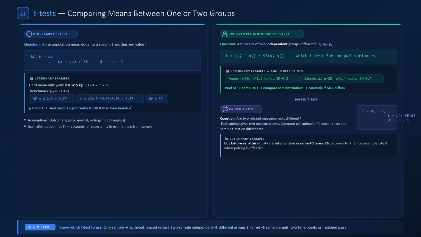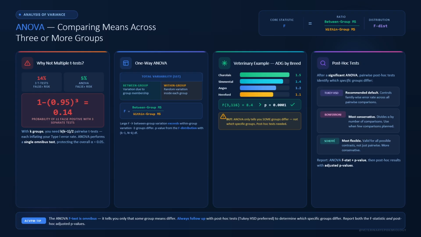So remember the cheat sheet: 1 sample for a benchmark, 2 sample for different groups, and paired for the same animals measured twice. So what happens when you've got 3 or more groups to compare? You might be tempted to just run a bunch of separate t-tests, but please don't, and here's why. Every test you run carries its own false positive risk, and with 3 tests, that risk balloons from 5% up to about 14%. ANOVA solves this elegantly by running a single omnibus test that protects your overall error rate.